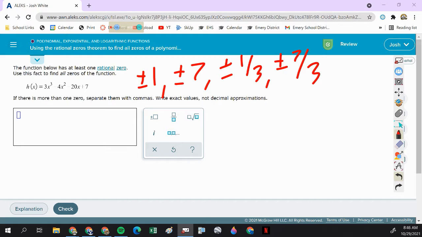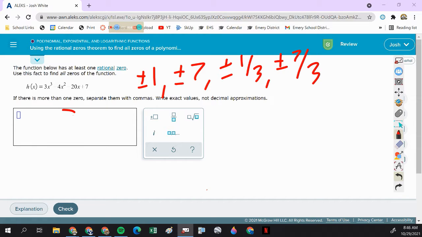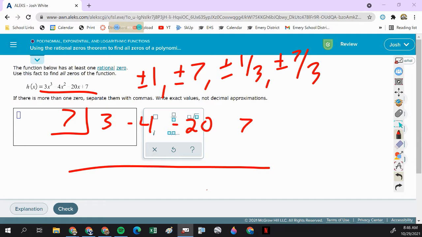So, what could the answers be here? Plus or minus 1, plus or minus 7, plus or minus 1/3, plus or minus 7/3. Okay. Will 1 work? No. Will -1 work? No. So let's try 7. I'm not missing any coefficients. 3, -4, -20, and 7.